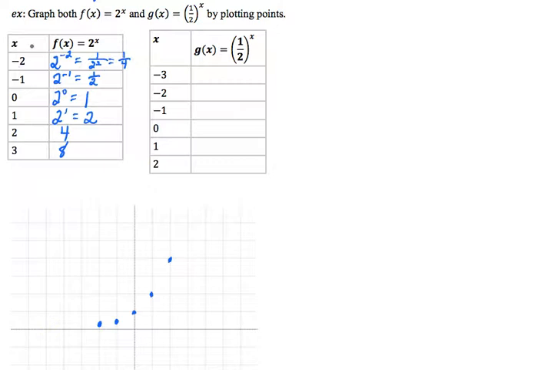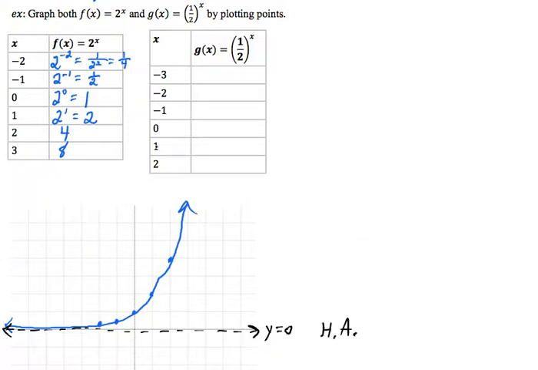Now what would happen if we put in -3 or -4 and so on is we would just get smaller and smaller fractions, which are closer and closer to 0. So this exponential function hugs the x-axis right there. That's to the best of my drawing ability, but it hugs the x-axis right here. In fact, the x-axis is actually a horizontal asymptote. So we can mark that. The line y equals 0 is a horizontal asymptote for that graph.